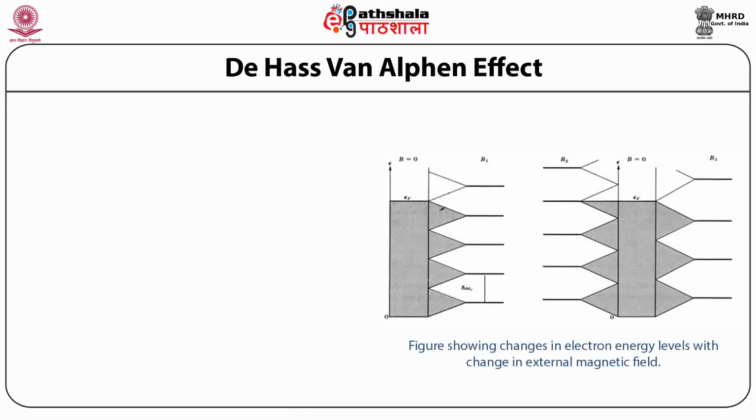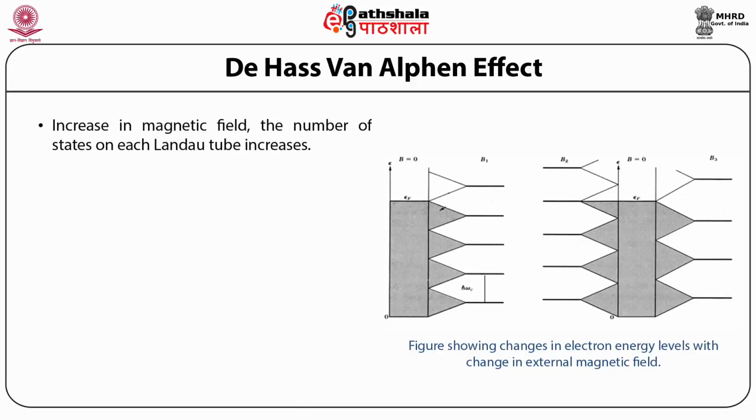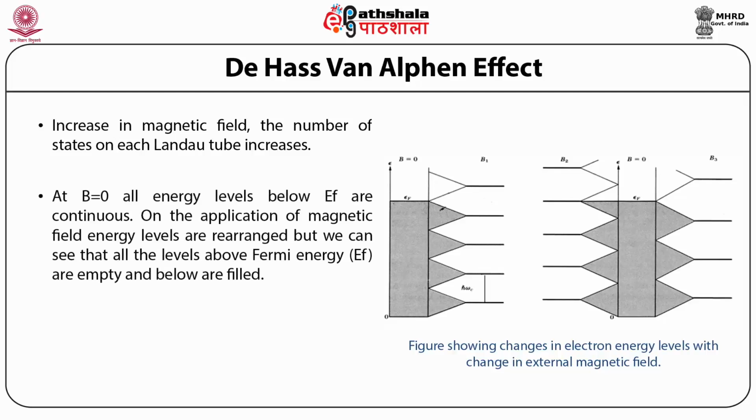So if we introduce the concept of the Fermi level, with an increase in magnetic field, the number of states on each Landau tube increases, as shown in figure 4.3. At B equal to 0, all energy levels below EF are continuous. On application of a magnetic field, energy levels are rearranged, but we can see that all levels above the Fermi energy are empty and those below are filled.